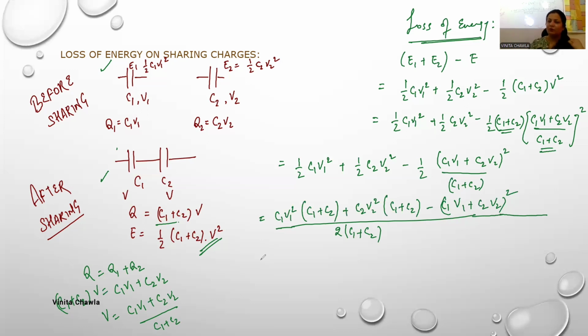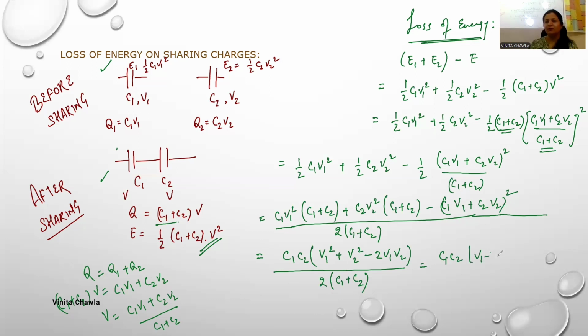Done. On solving this, you will get C1 C2. In the bracket, you will have V1 square plus V2 square minus 2 V1 V2. In the denominator, we can write 2(C1 plus C2). Or this can be written as C1 C2 (V1 minus V2), because this is A square plus B square minus 2AB. No? So we can write (A minus B) whole square on 2(C1 plus C2). See, this value is positive. V1 minus V2 whole square. Whatever we have in the bracket, when we square it, we get a positive number. Yes, this value is positive. Therefore, loss of energy is positive.